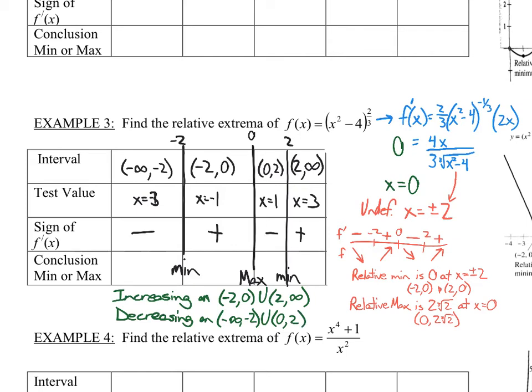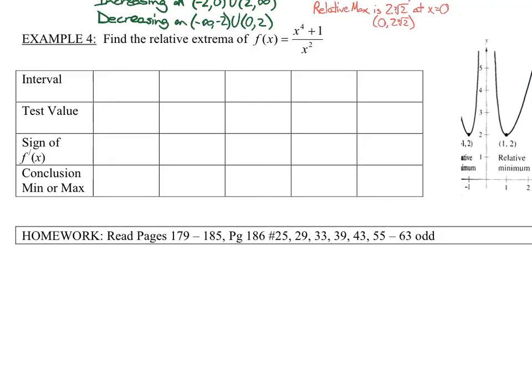So, just one more example of how to do this. Let's take a look at example 4 on the notes. We are trying to find the relative extrema of f of x equals x to the 4th plus 1 over x squared. Of course, with relative extrema, automatically our mind says take the derivative. These are connections we've got to make in our heads.